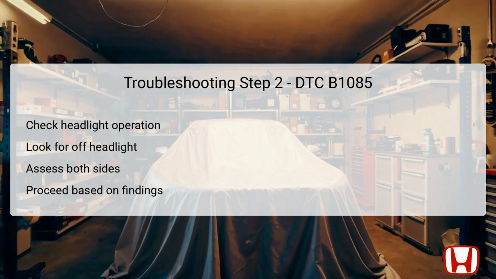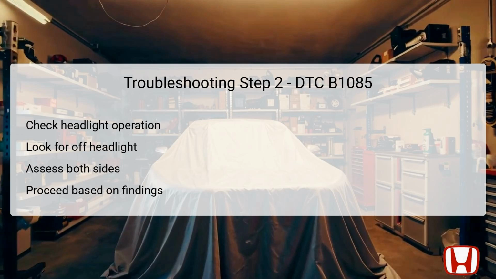Step 2 focuses on a crucial operation check of the headlights to assess their functionality after clearing the DTCs. Technicians should closely observe whether both headlights are operational when the light switch is turned on. A key aspect of this step is to ascertain if one side of the headlight goes off completely, as this will guide the subsequent diagnostics.